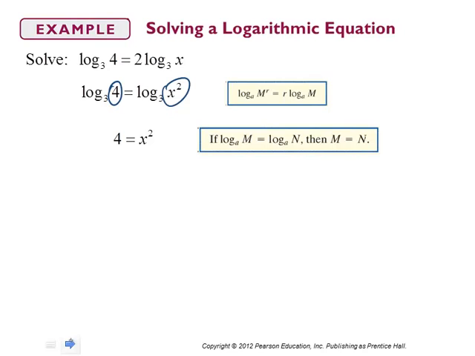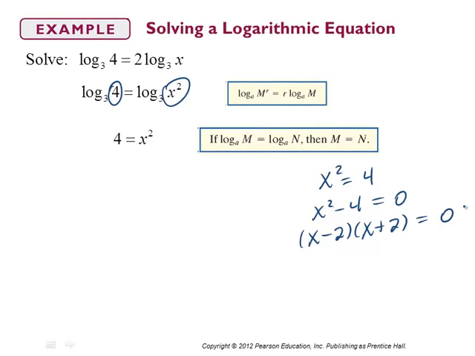X could be 2 or negative 2, right? Because if I say that x squared is equal to 4, that means that x squared minus 4 is equal to 0, right? That means that x minus 2 times x plus 2 is equal to 0. That means that either x is equal to 2 or negative 2. Okay? So you have two possible solutions, maybe.